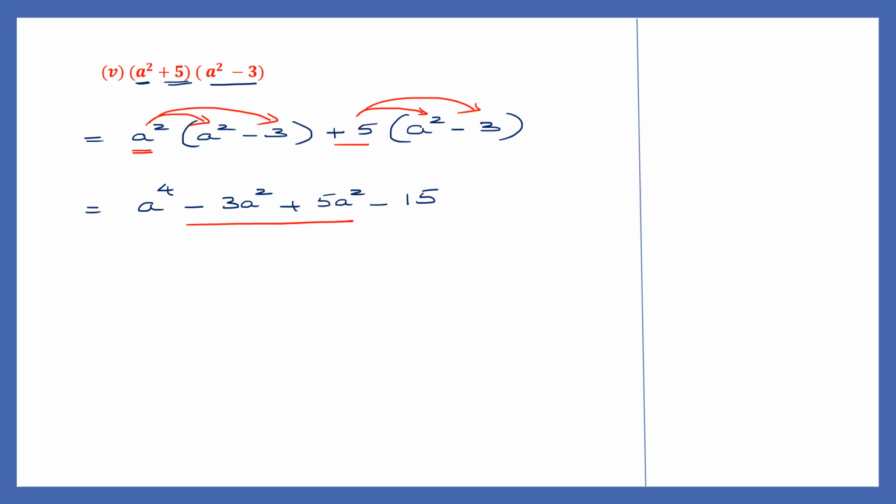Okay, so let's simplify that. So let's continue. So this will be a to the power of 4, minus 3 plus 5 becomes plus 2, plus 2a square minus 15. So this is our final answer.